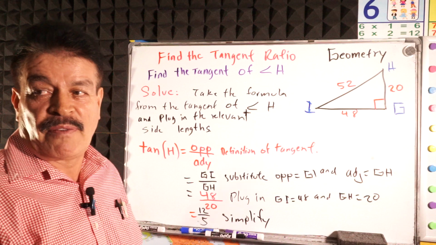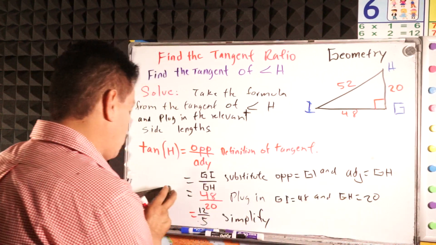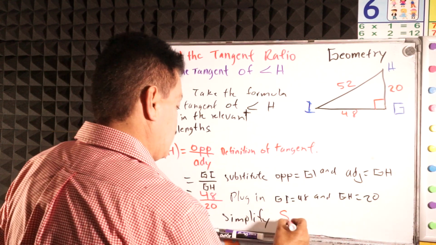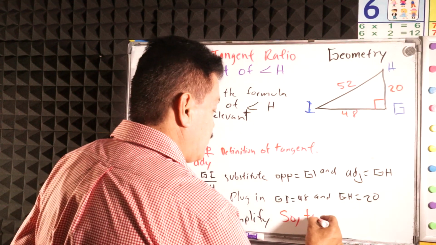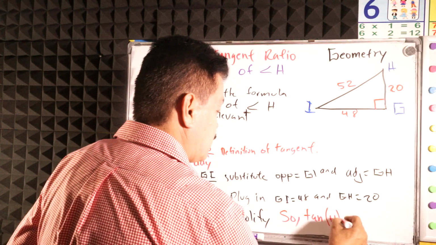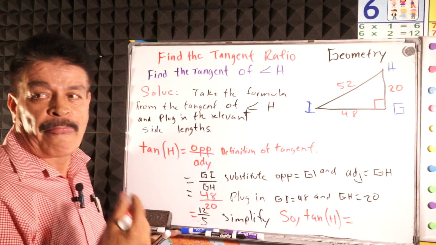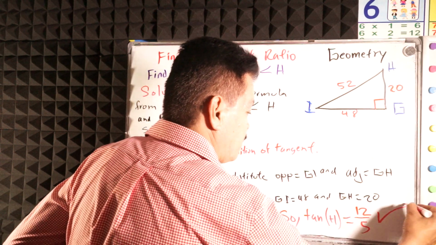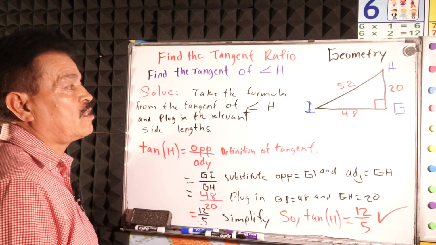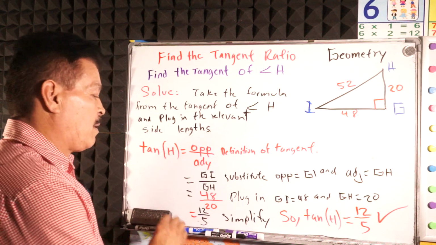Okay, simplify. So the conclusion here: tan H is equal to 12 divided by 5. 12 divided by 5. That's it. This is the solution for our problem, right?